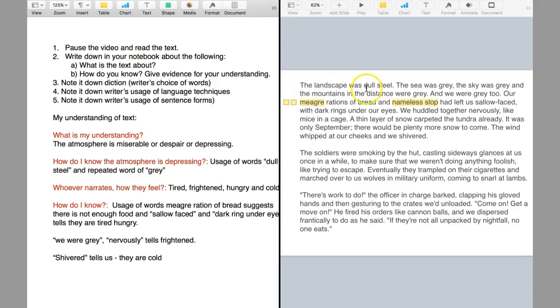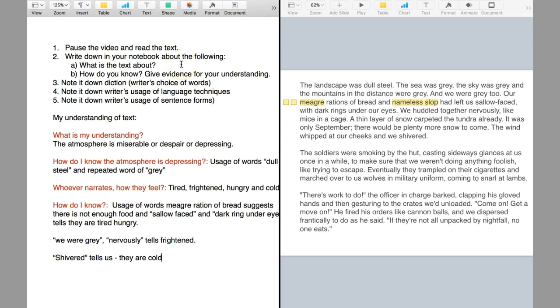We are going to look at this text and we are going to see how the author used language, like words, language technique and sentence form, to convey the message and to give some kind of effects to the reader. First thing, I want you to pause the video and read the text.